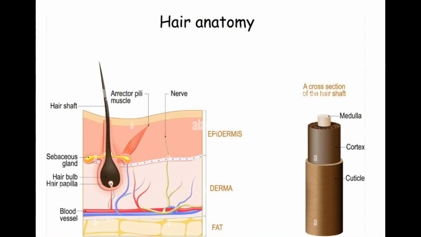There's the sebaceous gland, which is responsible for the secretion of oil and sebum within the hair to keep it moisturized. And then at the bottom, there's the hair bulb and the hair papilla, which connect to the blood vessel. This is why we have the ability to drug test hair follicles. For example, if you were to use marijuana, the THC would be carried through your blood vessels and into your hair shaft.